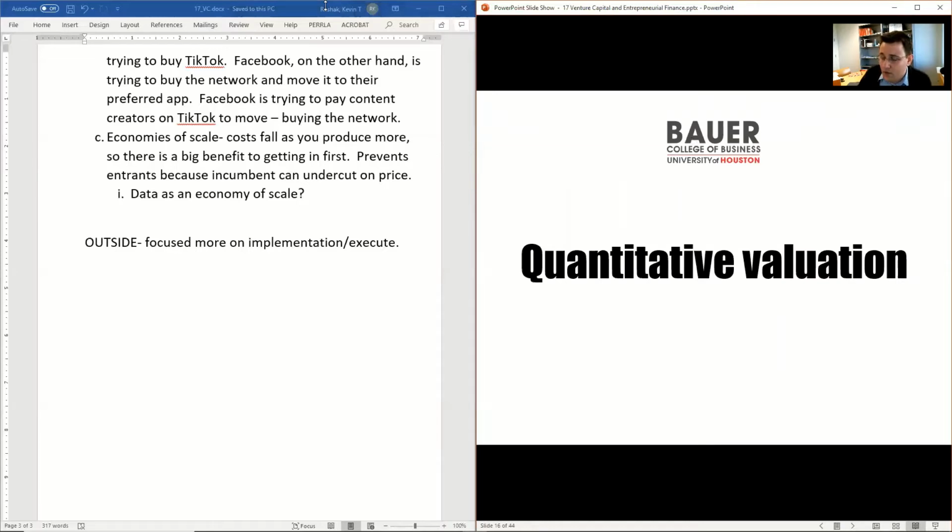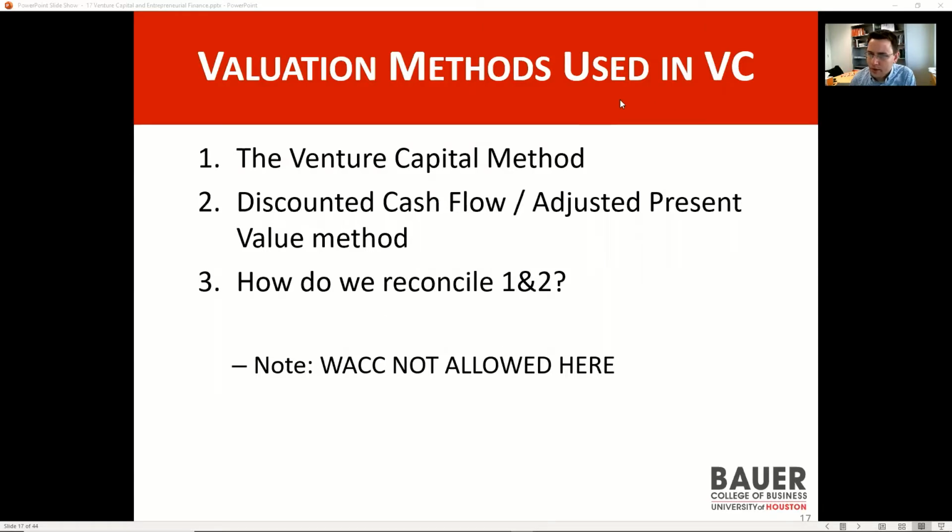Now I want to turn toward quantitative valuation. How do VCs actually create pro formas? What do those look like, and how do the numbers look? I'll introduce what's called the venture capital method. This is how VCs come to a quantitative valuation for a company and decide how to negotiate with the company. How much is the company worth? How am I going to negotiate my investment in the company?